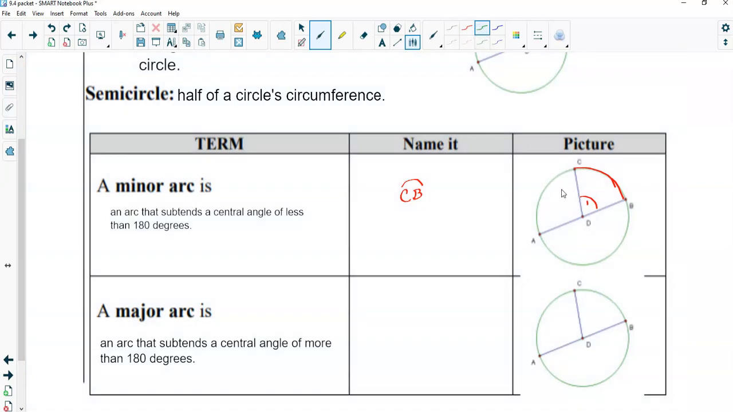Now, a major arc, let me change colors for that. A major arc would be if I'm going from C to B, right? From C to B, but this time instead of going the short way, which is less than 180, I'm going to go like this. Look.